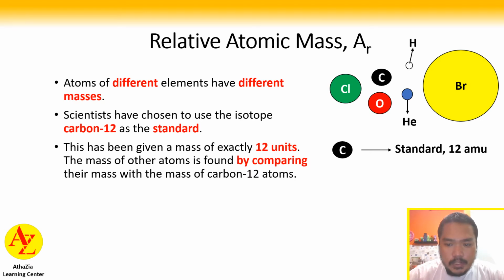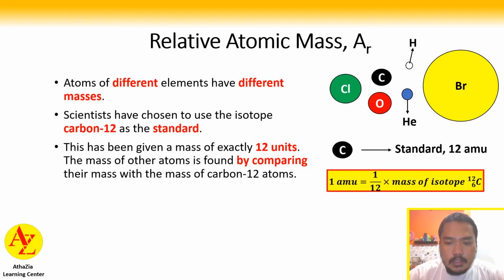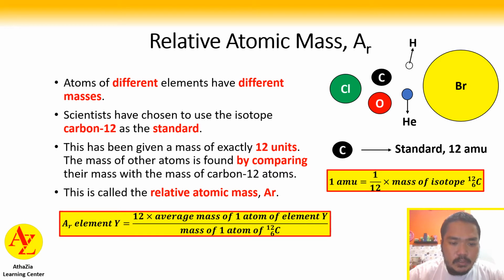So, on the other hand, one atomic mass unit is defined as 1 over 12 times the mass of the isotope carbon-12. This is called relative atomic mass, or Ar. It can be calculated using this formula. For example, to calculate Ar of element Y, it should be 12 times the average mass of one atom of element Y divided by the mass of one atom of carbon-12.